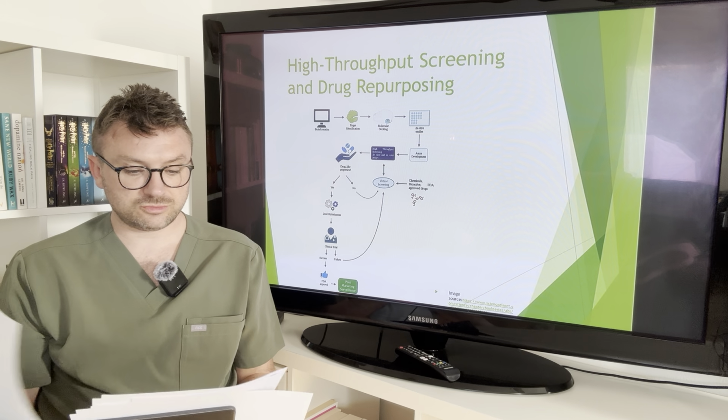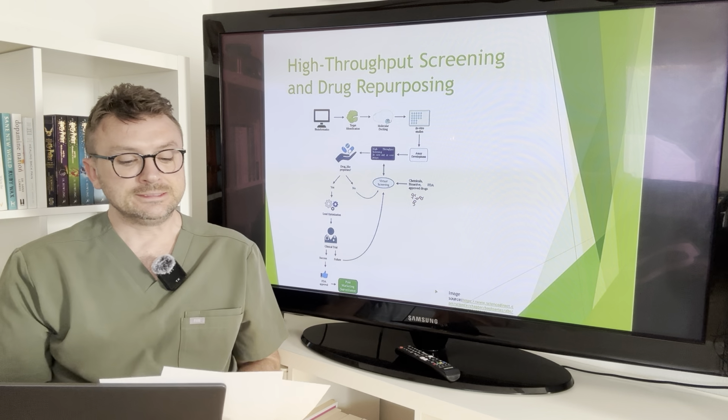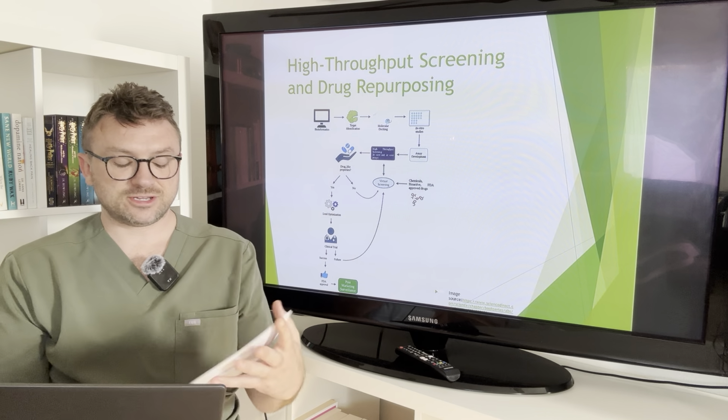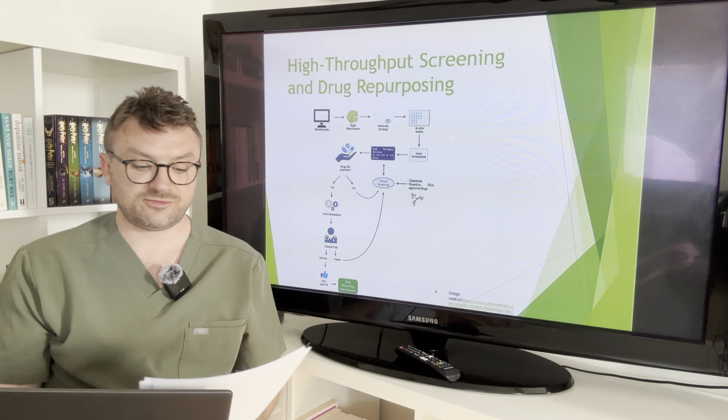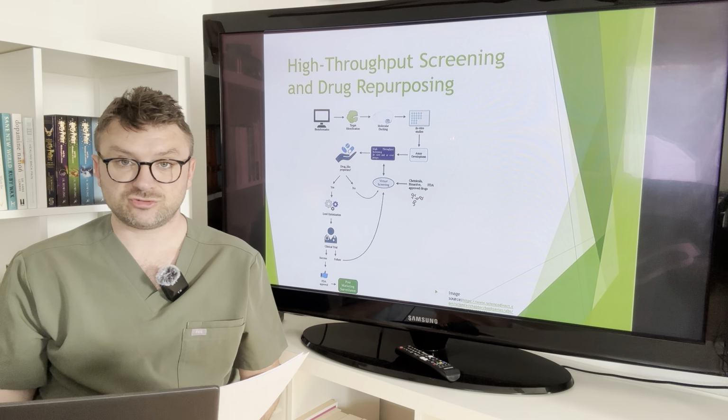Drug repurposing can significantly reduce development costs and accelerate the delivery of treatments to patients.